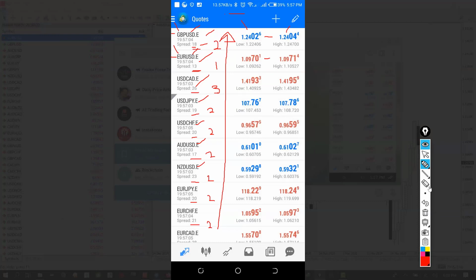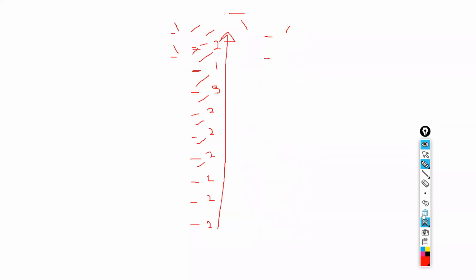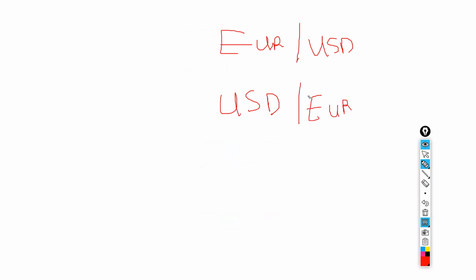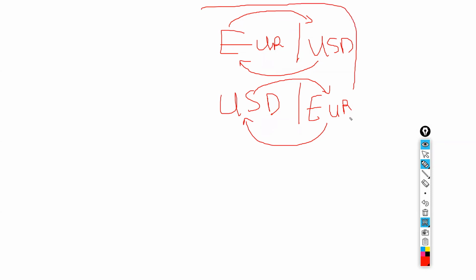For example, right now, you can have the euro against the USD. You can also have the USD against the euro. They mean the same thing. It means you can exchange euro for the USD, and you can as well exchange USD for the euro. So they all mean the same thing.